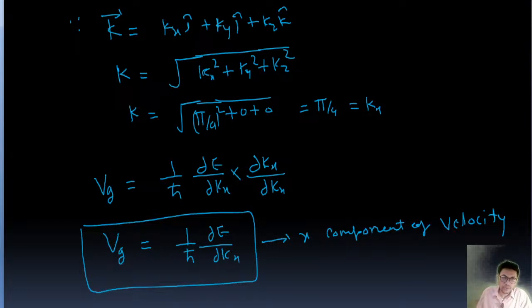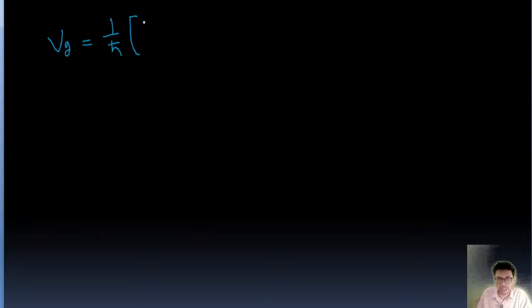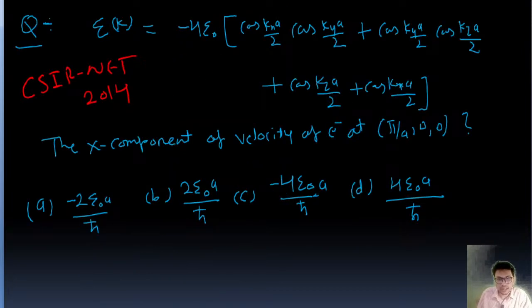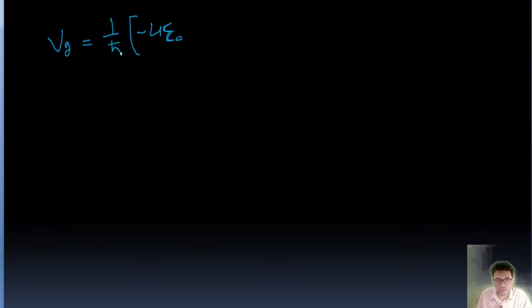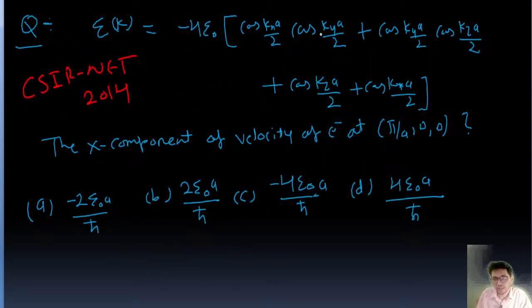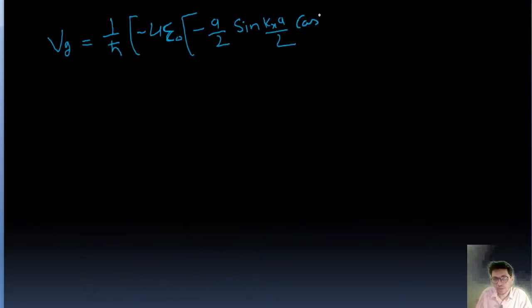Now we'll differentiate E with respect to kx. So this value is going to be minus 4 E naught, it is not epsilon, it is E naught, times the differentiation with respect to kx. Cos kx a by 2 differentiates to minus a by 2 sin kx a by 2, and this remains as it is, that is cos ky a by 2.